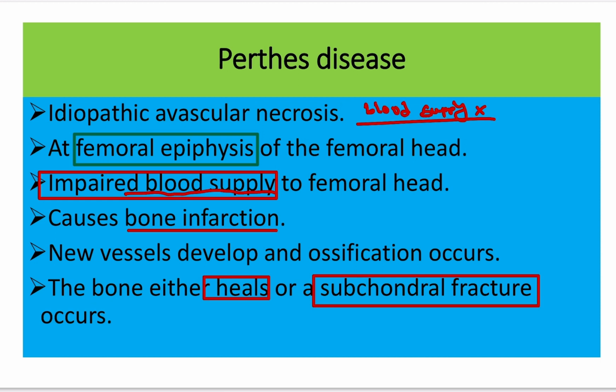bone infarction and bone damage and loss of the normal shape, followed by formation of new blood vessels and ossification, and finally it again develops the previous normal shape. The bone either heals or a subchondral fracture occurs. That means healing occurs, and finally it goes back to its normal position.